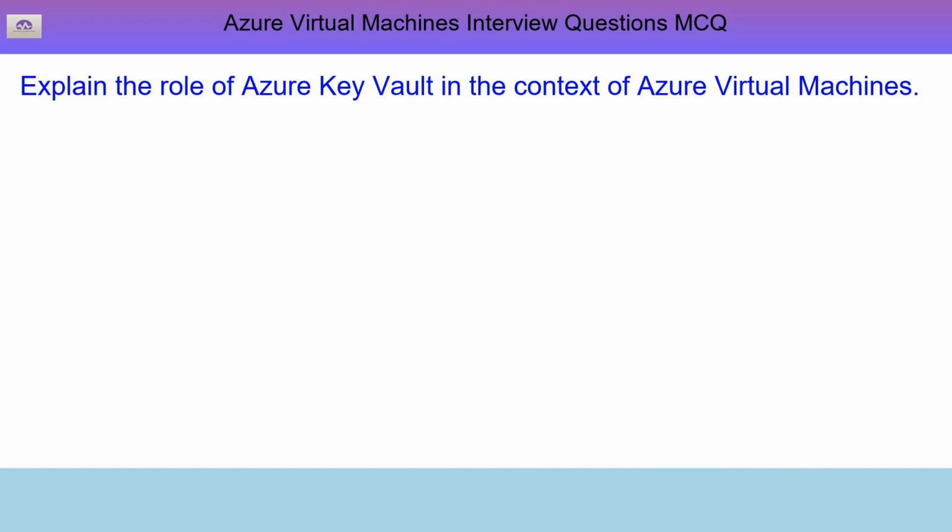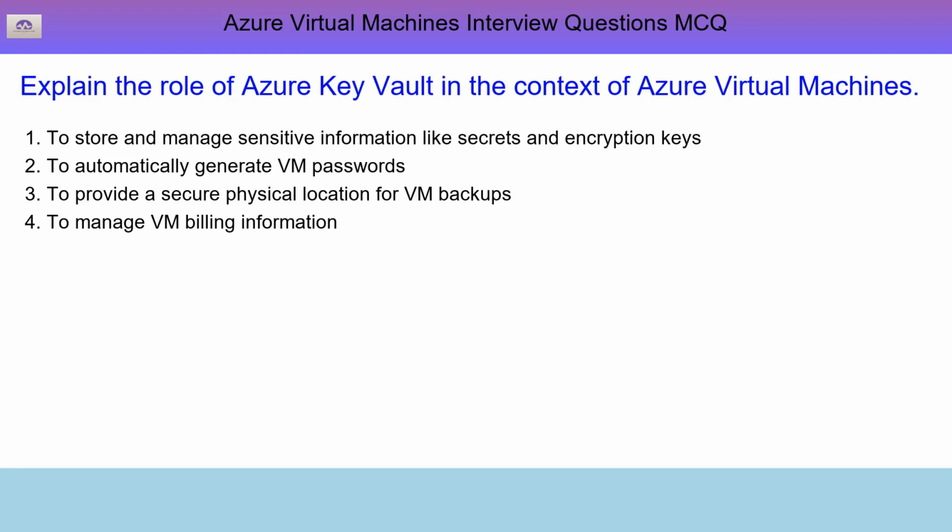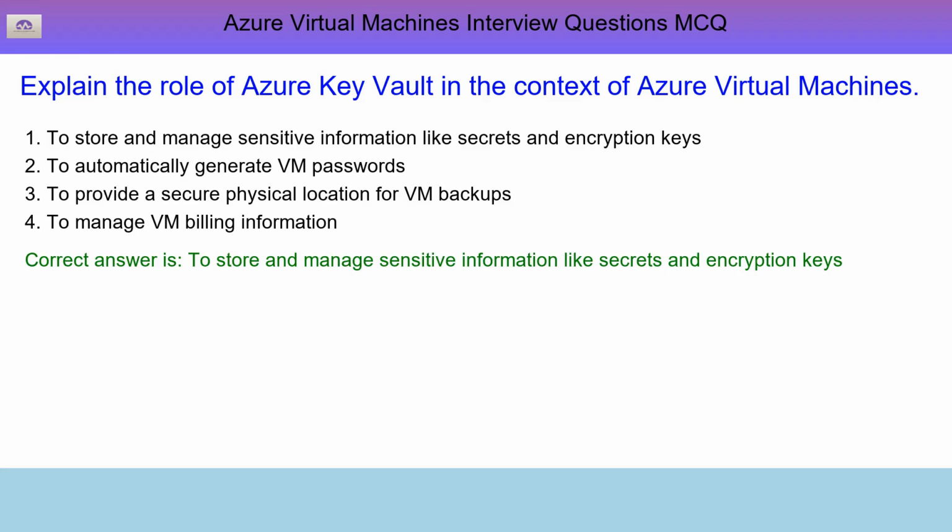Explain the role of Azure Key Vault in the context of Azure Virtual Machines. Here are your options. 1. To store and manage sensitive information like secrets and encryption keys. 2. To automatically generate VM passwords. 3. To provide a secure physical location for VM backups. 4. To manage VM billing information. The correct answer is to store and manage sensitive information like secrets and encryption keys.